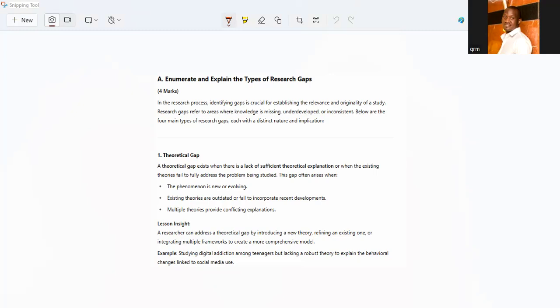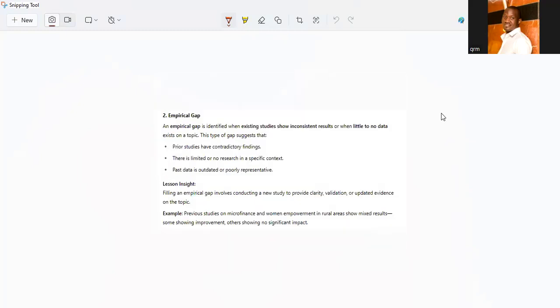we also have what is called the empirical gap. What is an empirical gap, or what is empirical literature? Empirical literature is simply literature based on what others have studied. We come up with an empirical gap when existing studies are inconsistent in their results, or when there's little or no data on the topic you are suggesting. This type of gap exists when prior studies are contrary to what you believe, or when there's limited or no research in a specific area, or when past data is outdated or poorly represented. That is what we call an empirical gap.